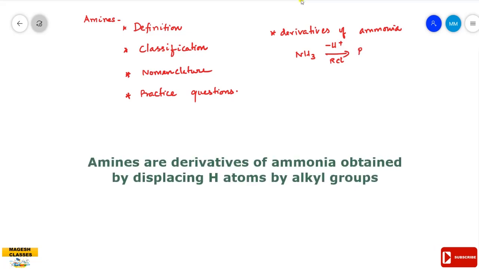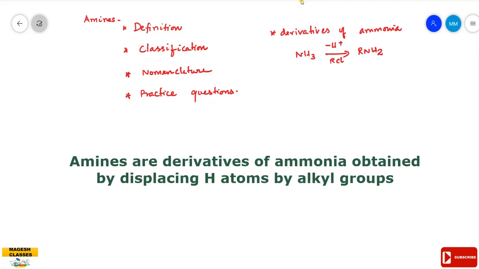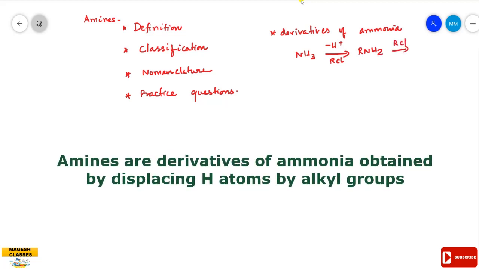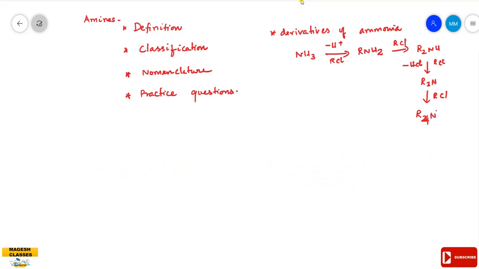You get RNH2. Again, the hydrogen atom is replaced by one more alkyl group. You get R2NH. And continuously R3N. Here one RCl is added and minus HCl, R3N. Again the RCl is added. What you get is an ammonium type compound, that is R4N plus Cl minus.